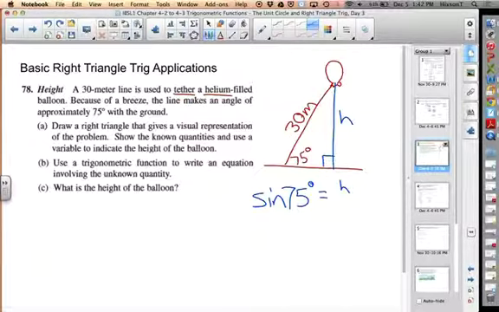So okay. You've got to look at what you're given and what you're trying to find. We're trying to find the opposite side. We're given the hypotenuse. Which trig function uses opposite and hypotenuse? The sine. I'm not sure why this isn't writing for me. Okay, that should be over 30.